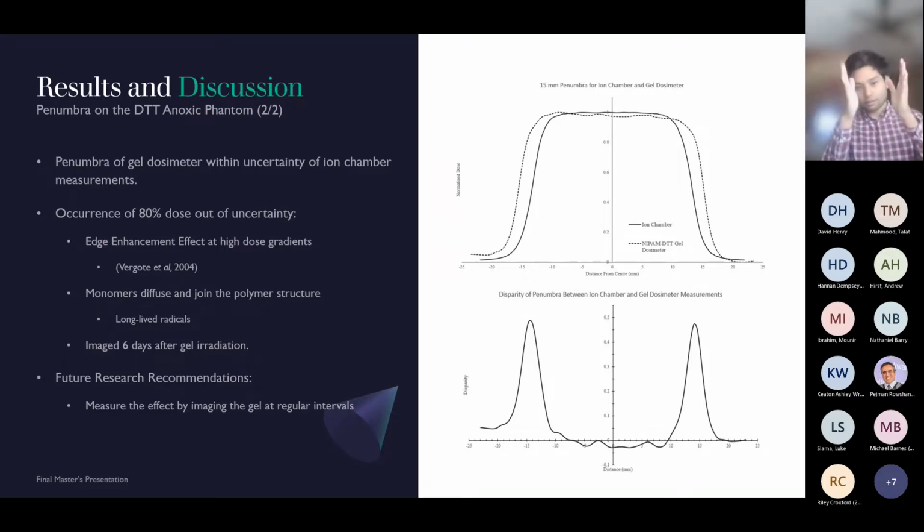So when you've got a region of high dose, like we irradiate with 8 gray, and then there's no dose on the sides of the polymer gel, over time, long-lived radicals and monomers diffuse to join the polymer gel structure. So over time, the polymerized structure will tend to grow. And since this was imaged 6 days after gel irradiation, I think it did cause significant changes. But to verify this, future research should measure the effect by imaging the gel at regular intervals.